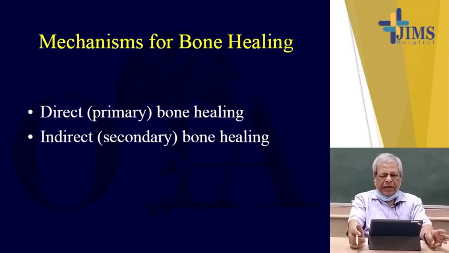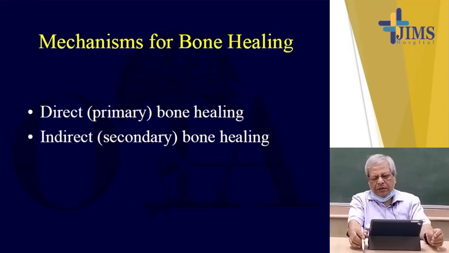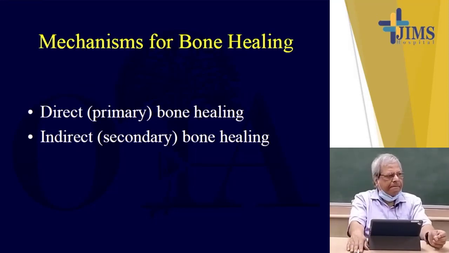So yes, there are two types of bone healing. One is a direct primary bone healing, and another is an indirect secondary bone healing. So this is the only tissue in the body which heals by bone. Bone heals by formation of bone only, not through fibrous tissue. Skin heals by fibrosis. So far I told you about the indirect or secondary bone healing.